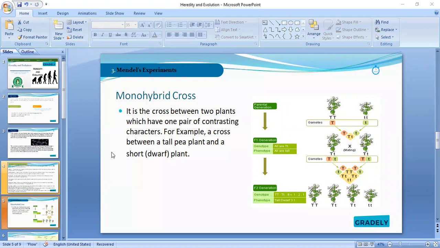Now, when we're talking about monohybrid cross, here is the cross between two plants which have one pair of contrasting characters. For example, a cross between a tall pea plant and a short plant.